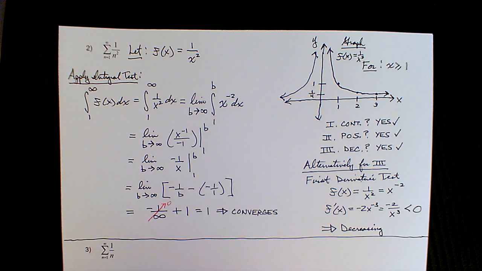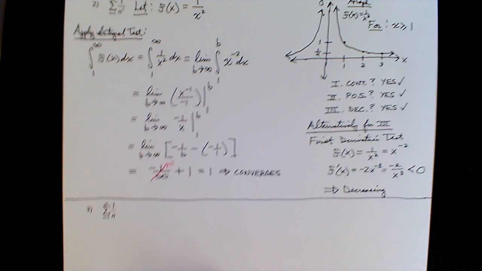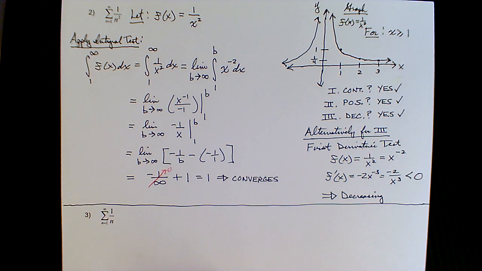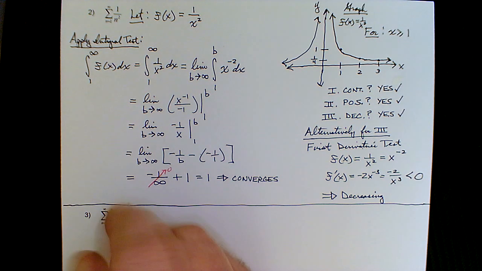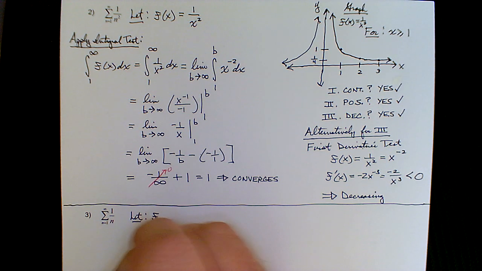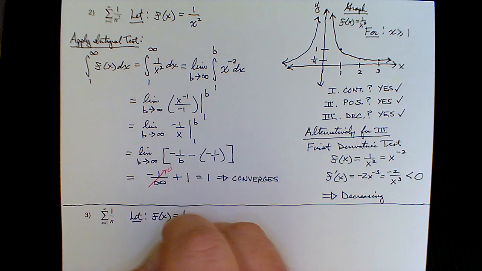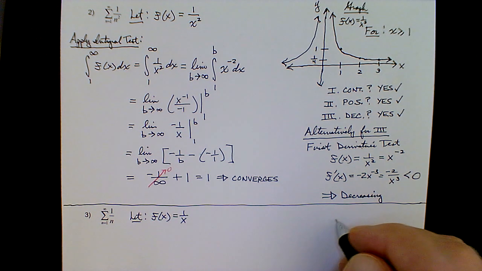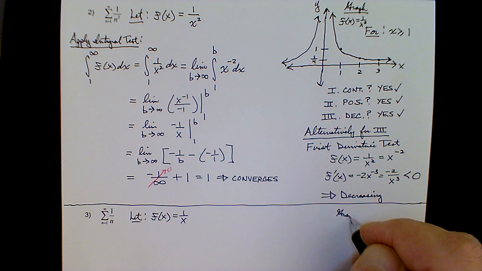And now we'll finish up with a final example, which is going to be counterintuitive, because it's really similar to the last example, but I think you'll be surprised at the result. So we're going to do the same thing. Let f of x equals 1 over x. Go to the side and graph it.